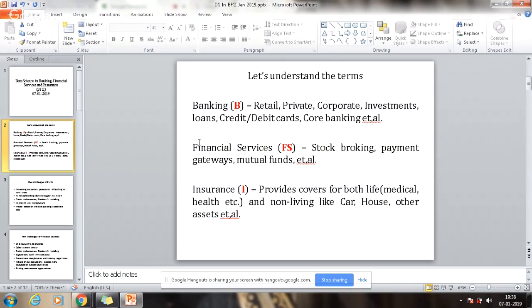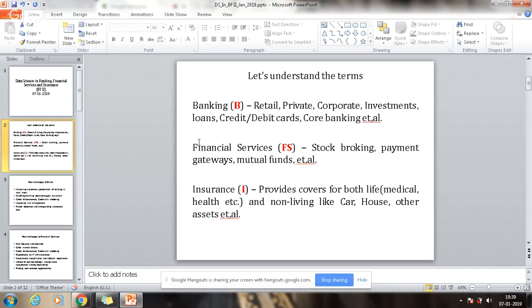Then you have all these payment gateways like Paytm and CC Avenue. All this helps you transact money instead of going to a bank. So they are like digital banks for us these days, and they come under financial services.